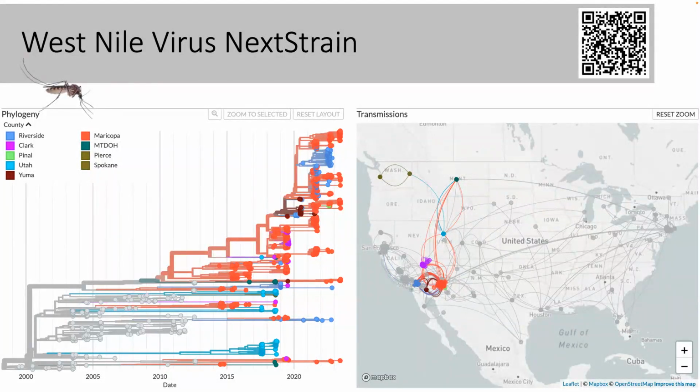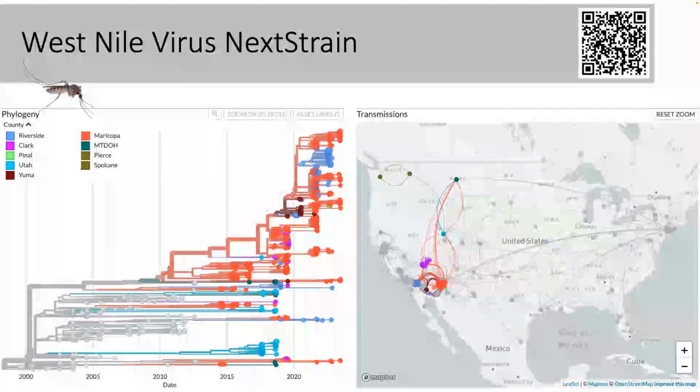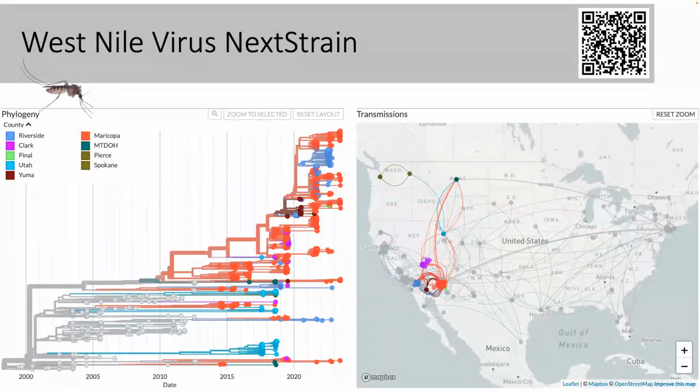And this we've also confirmed with an internal phylogenetic analysis where we've included an additional 1,000 genomes from the West Nile virus 4K project. And in that analysis, this Maricopa County endemic clade is still present.